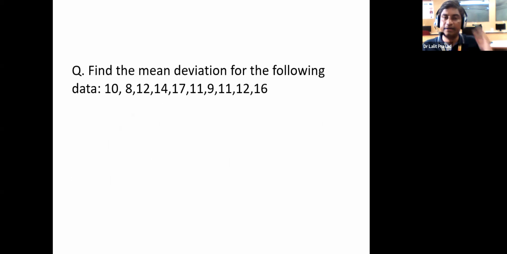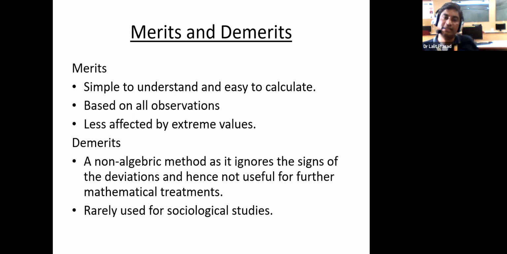You can see here the merits: simple to understand and easy to calculate, based on all the observations, less affected by the extreme values. Then the most important demerit: it is a non-algebraic method as it ignores the signs of the deviations and hence is not useful for further mathematical treatment. So it is rarely used, sometimes for sociological studies.